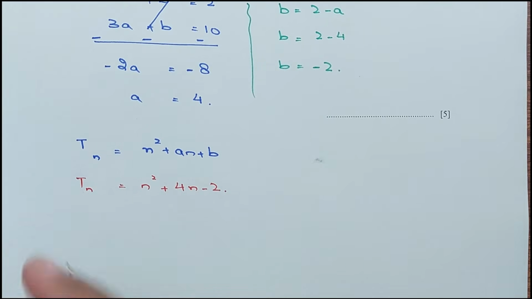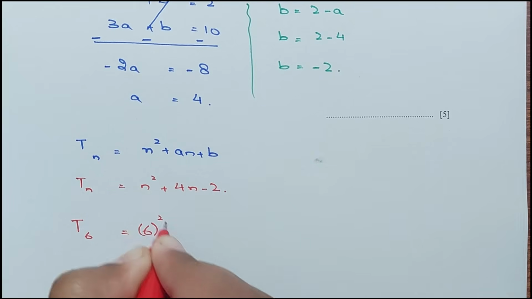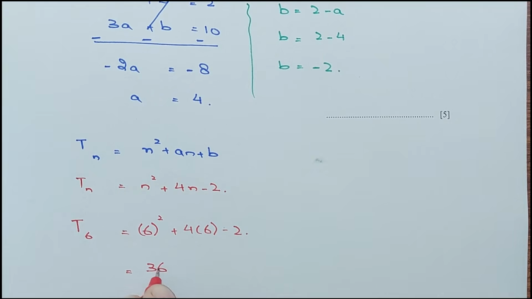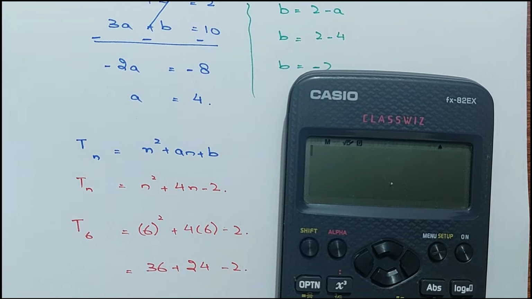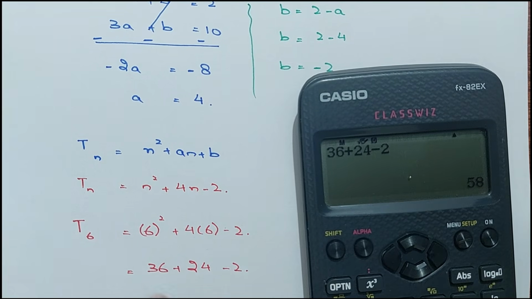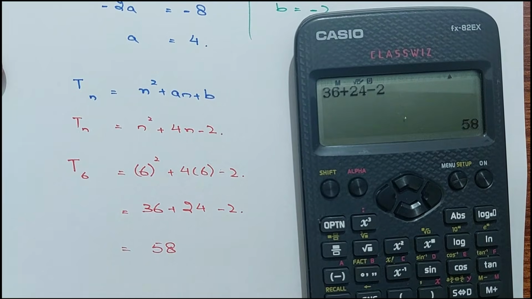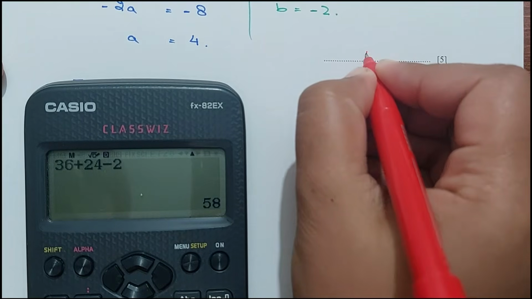Now we have to find the sixth term. So T6 would be 6 square plus 4 times 6 minus 2. 6 square would be 36, 4 times 6 is 24, and minus 2. Let me simplify. 36 plus 24 minus 2 is 58. So we can say the sixth term of that sequence is 58.